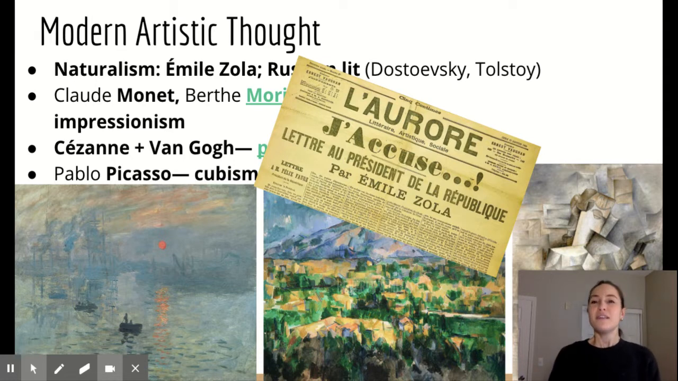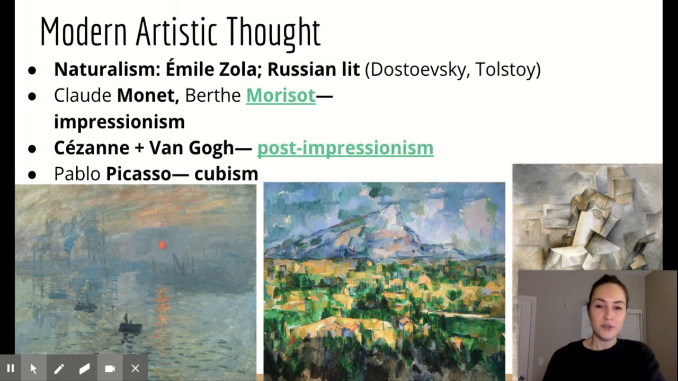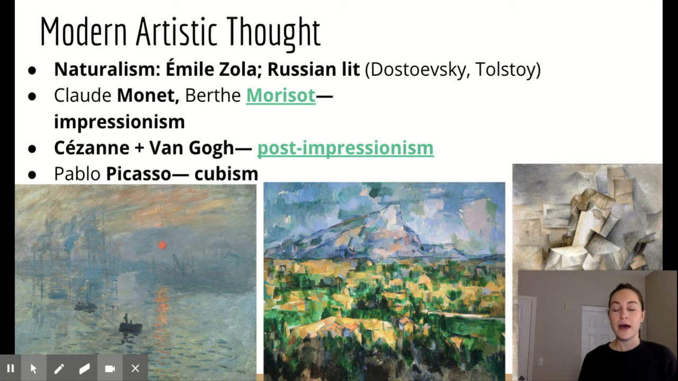But this showed, number one, how strong anti-Semitism was, but it also shows what kind of person Emile Zola was. So I think it's really interesting, and it's a super famous instance in modern history. Anyway, so that's Emile Zola. Let's talk about Russian literature.